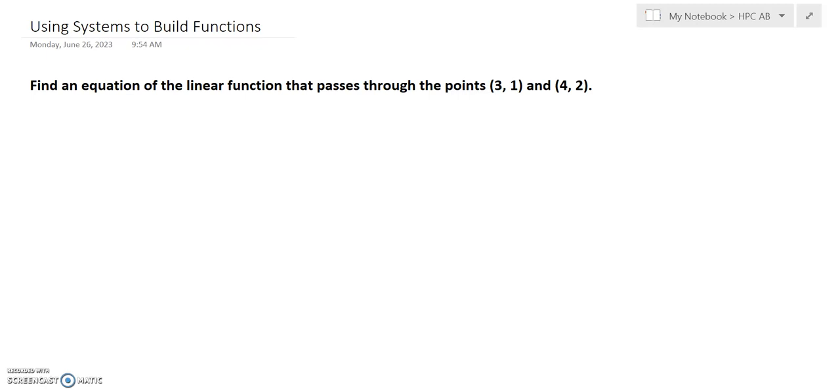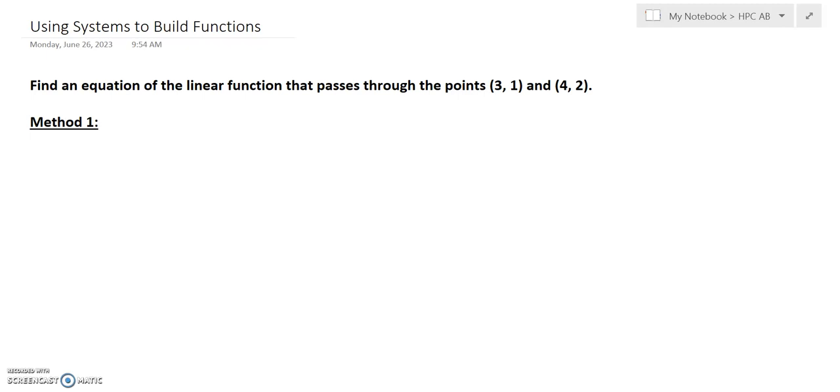All right, so in this question, we want to find the equation of a linear function that passes between 2 points. And this is a pretty standard question when it comes to building linear functions. We want to take a little bit of a different approach. Before we take that different approach, let's talk about what the typical way to do this problem is.